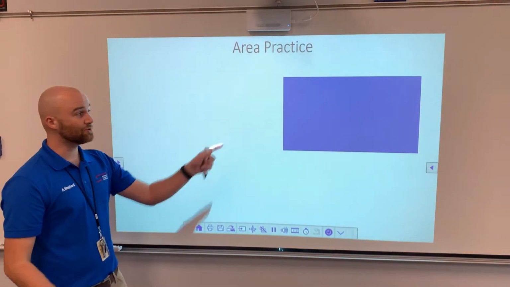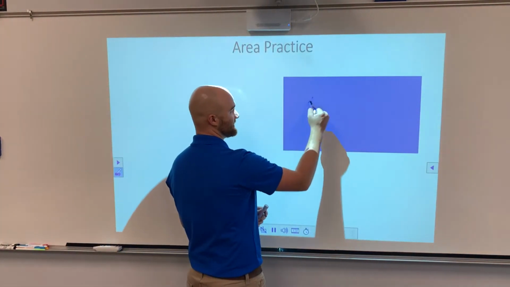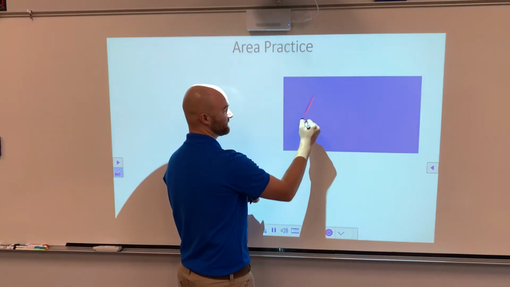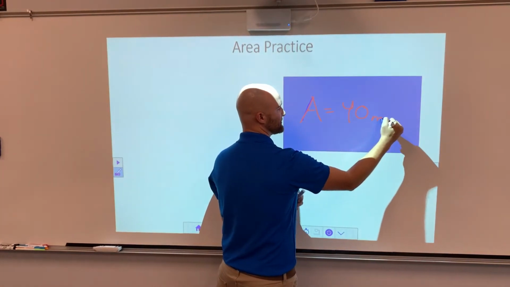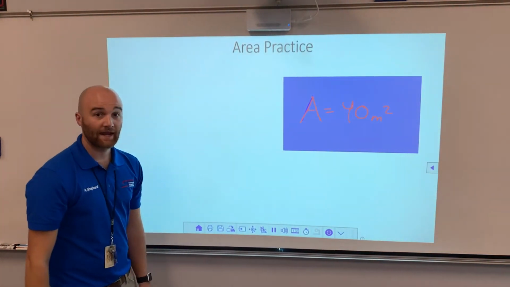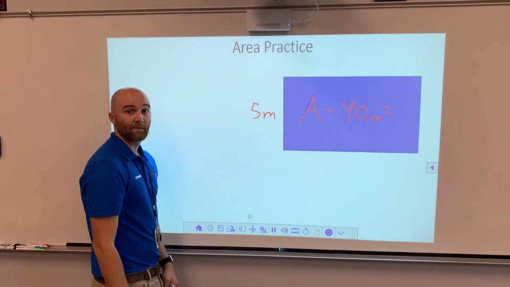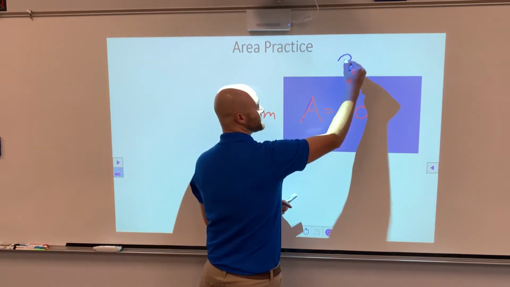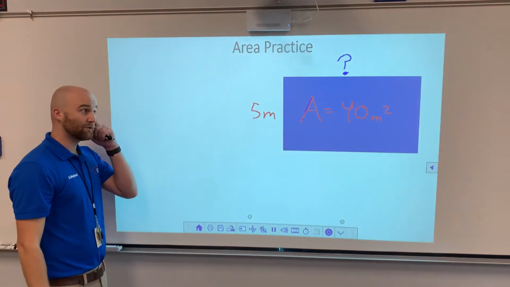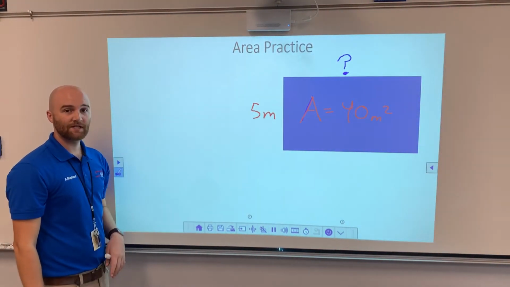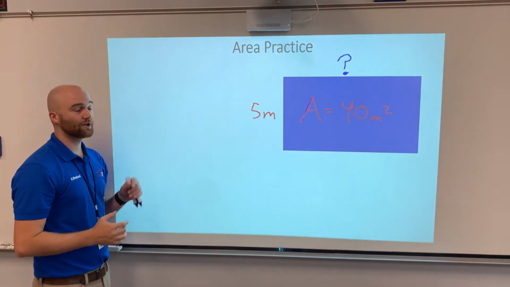Now, instead of giving you the sides and asking you to find area, I'm going to tell you what the area is. The area of this one is 40 meters squared. And I'm going to tell you what one side is. This side over here is 5 meters. But I'm not going to tell you what this side up here is. How would you figure this out? Some of you already see it. Go ahead and pause the video and see if you can figure out what that side is. If not, don't worry, we'll solve it together in just a moment.